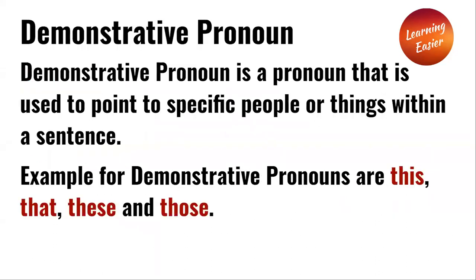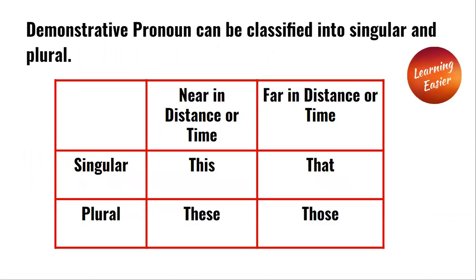Demonstrative pronoun. A demonstrative pronoun is a pronoun that is used to point to specific people or things within a sentence. Examples for demonstrative pronouns are this, that, these, and those. Demonstrative pronouns can be classified into singular and plural.